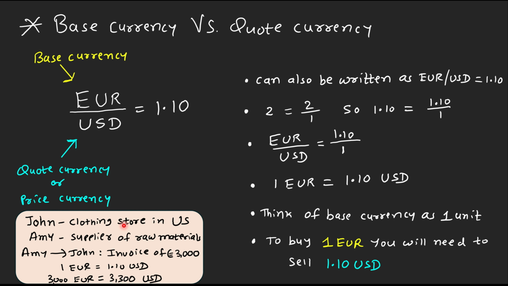He has a clothing store in the US, so he has income in US dollars. He just wants to convert that to euros. So in order to pay 3,000 euros, it will equal 3,300 USD.